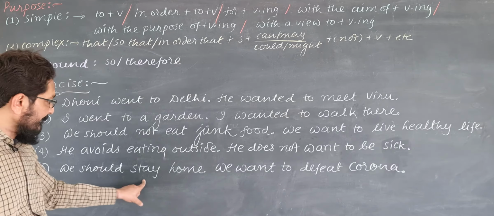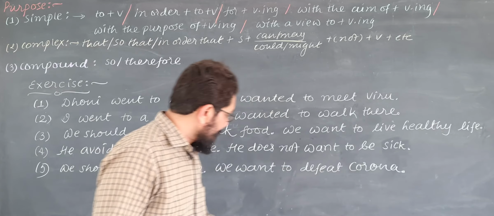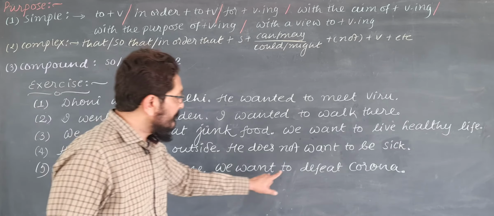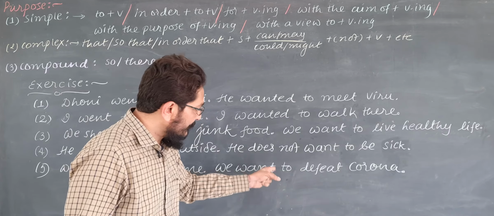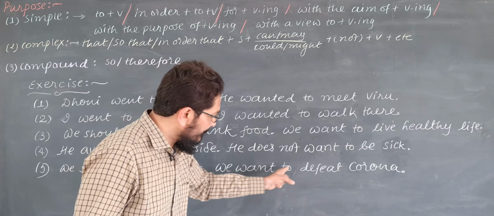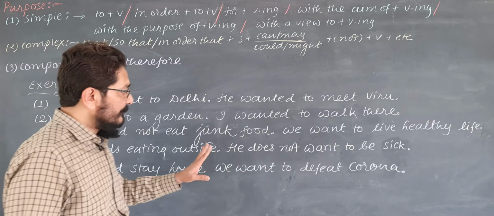We should stay home. We want to defeat corona. We should stay home to defeat corona, in order to defeat corona, for defeating, with the aim of defeating, with the purpose of defeating, with a view to defeating corona. Simple over. Complex: We should stay home so that we can defeat corona, we may defeat corona. Compound: We want to defeat corona, so we should stay home.